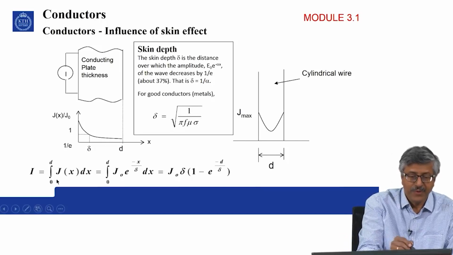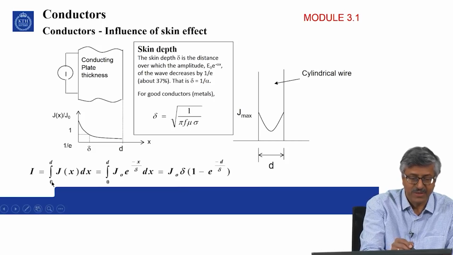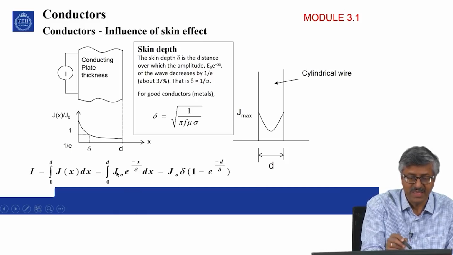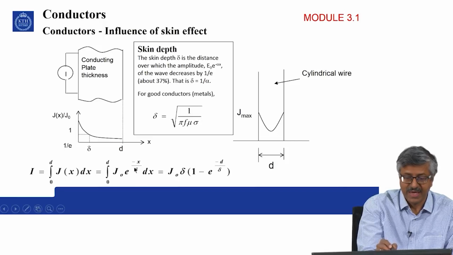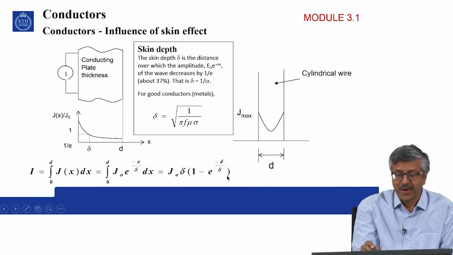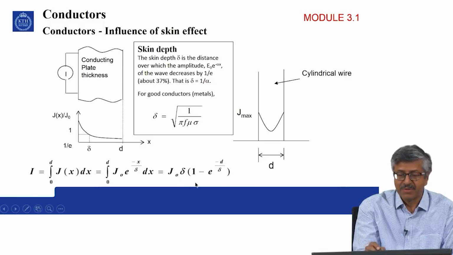Now, if you integrate the current density across 0 to d, the thickness, then you can get this expression, where J0 is the initial current density, with e to the power of minus x by delta, x being the distance along this axis. Then you will get I0 delta into 1 minus e to the power of minus d by delta. So, this will be the expression for the total current.